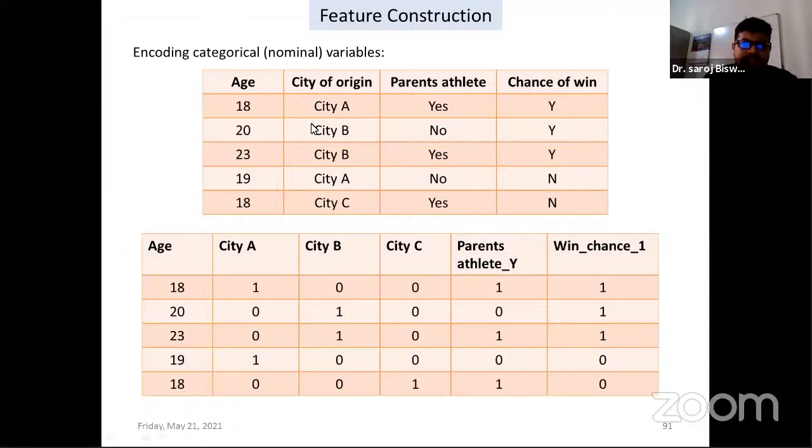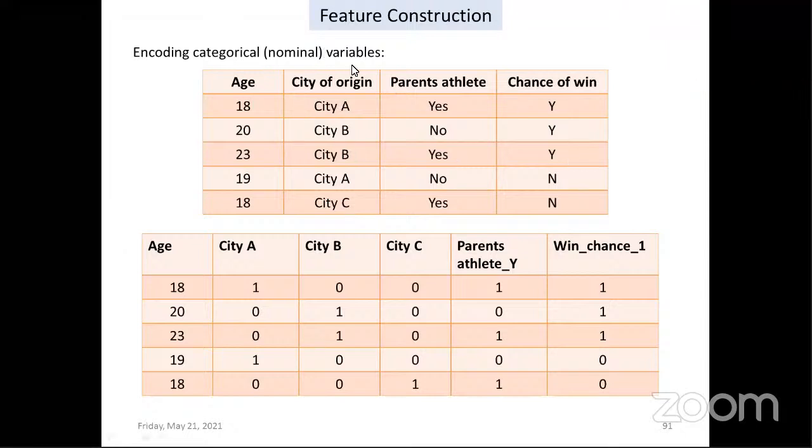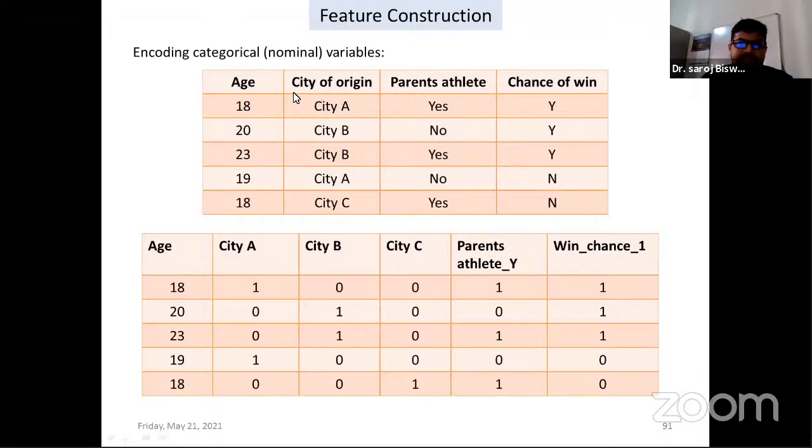You can see here, initially we have this data set, and our objective is to train on it. Age is 18, city of origin is A, and at the same time we have different cities here: city A, city B, city C. We have 3 cities, but we have represented all of them in a single column. Then we have parent athlete, yes or no. Based on that, we are predicting whether there is a chance of a win or not. So these are the inputs, or you can say attributes 1, 2, 3. Based on these 3 attributes, we are going to predict the output here.